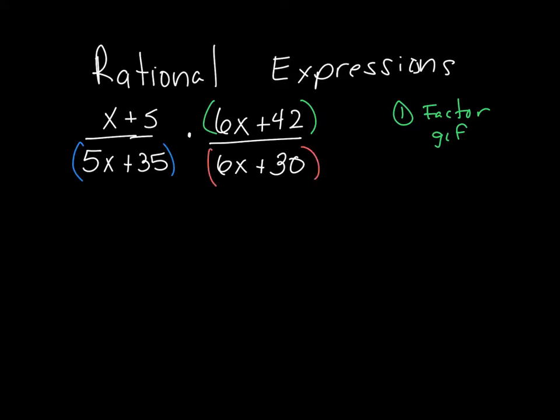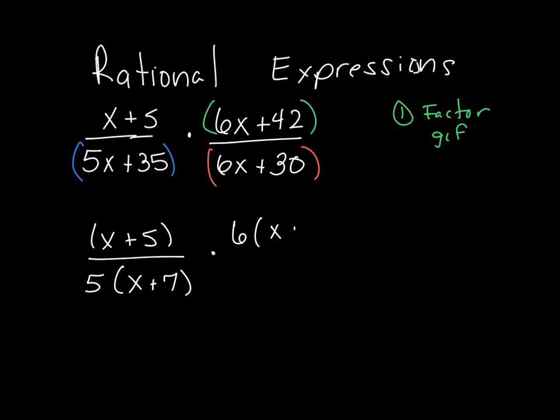So when I go through and rewrite this in factored form, I have x plus 5 in the numerator. I pull out the 5, and then I'm left with x plus 7. For the second fraction, I want to pull out the 6, and I'd be left with, again, x plus 7. And then in the denominator, I'll pull out the 6, and I would be left with x plus 5.